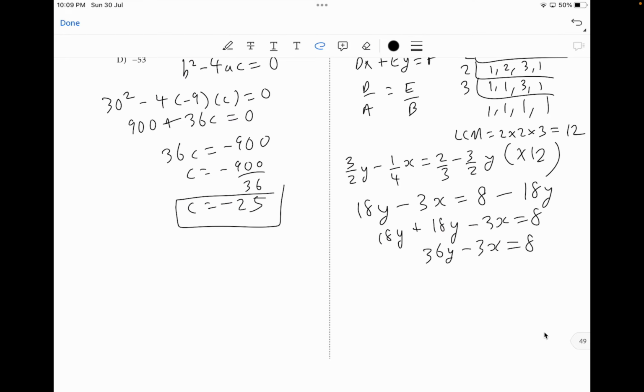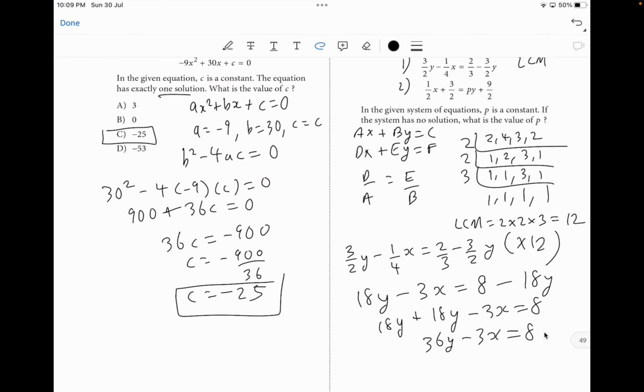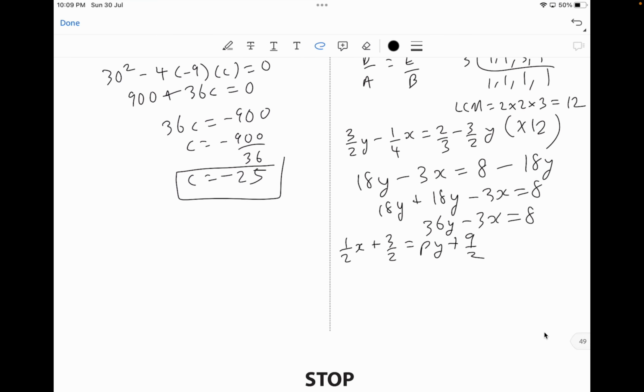Now the second equation is given by the system. So if you read here, half x plus 3 by 2 is equivalent to py plus 9 by 2, right? And here, if we multiply each side of the equation by 2, the LCM here is 2. So we multiply each side of this equation by 2, which gives you x plus 3 is equivalent to 2py plus 9.